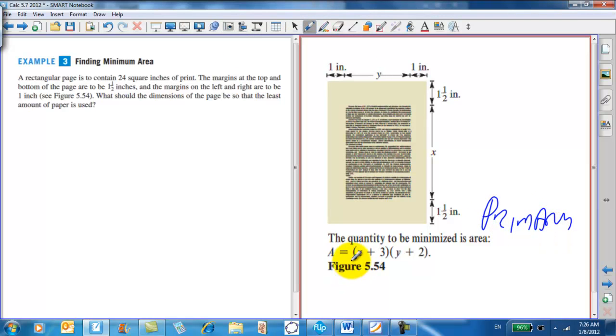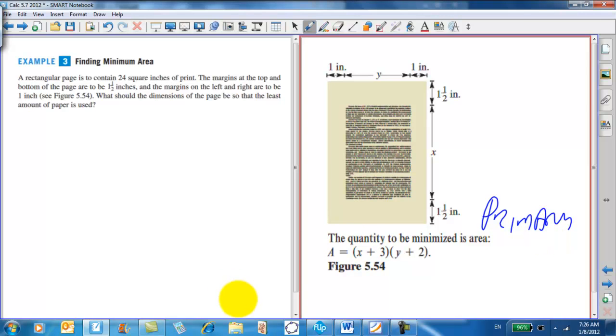Because this is the area we want to minimize. And it's x plus 3 by y plus 2. That's because for this y, you have to add on an inch margin on either side, and for this x dimension, the height, you have to add on 1.5 inches on each side. So you want to minimize this area.